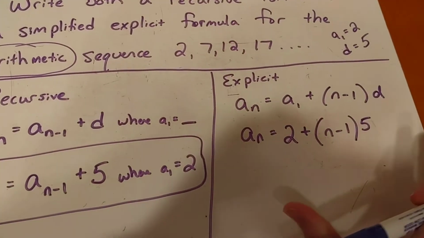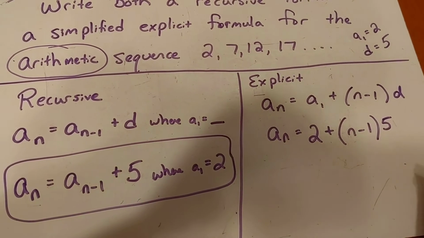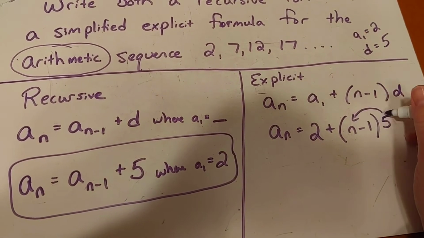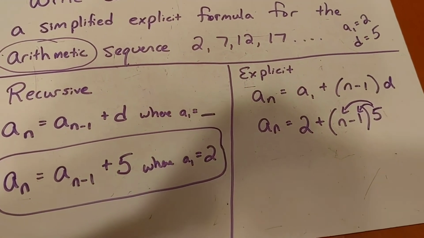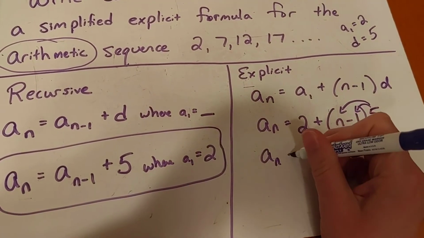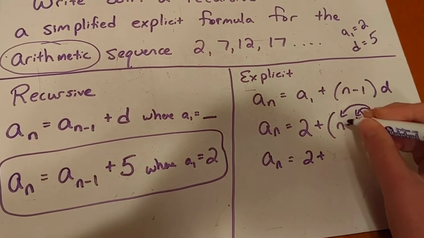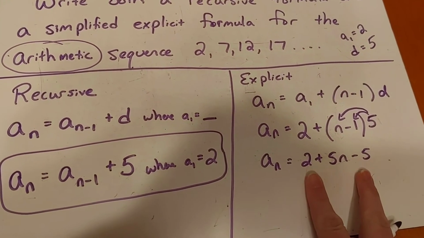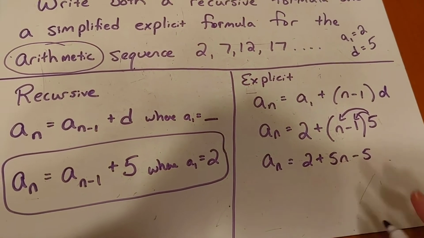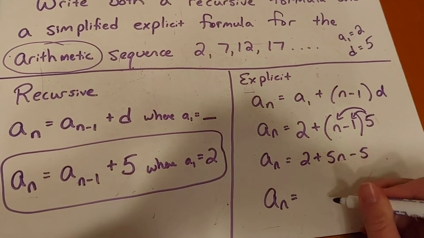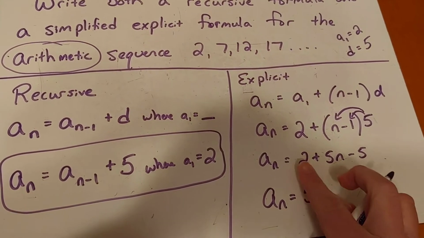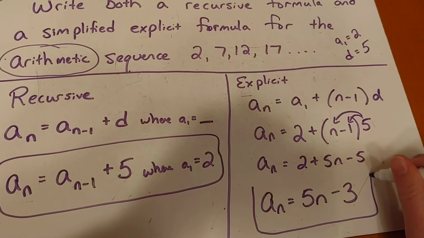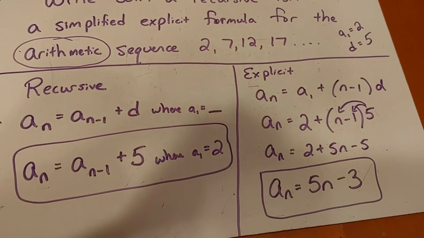All right. Although this looks good so far, I really want my formula to be simplified. I don't like doing this, but I really need to distribute from the back to simplify this formula. So that will give me a sub n equals 2 plus 5n minus 5. Combine like terms here with my 2 and my negative 5. So I'm going to get a sub n equals, we'll keep the 5n, 2 minus 5, that's negative 3. And there you have your simplified explicit formula.